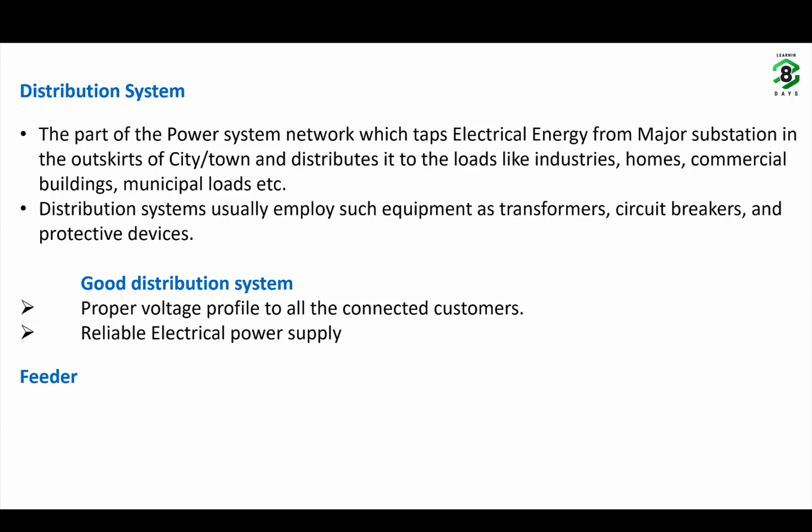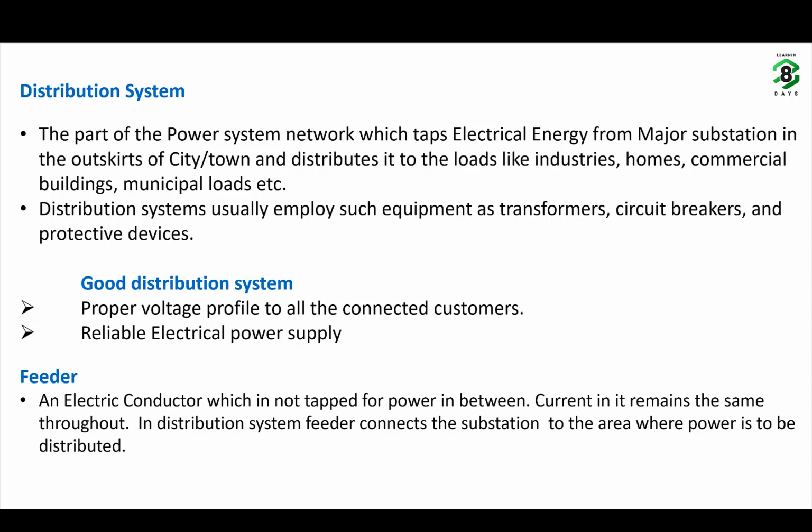So these are the two properties of a good distribution system. Next we'll see a few definitions. The first one is feeder. What is a feeder? A feeder is an electrical conductor which is not tapped in between for power. Current throughout the feeder remains constant. So a feeder is an electrical conductor which starts from one substation and ends at another substation. In between, nobody taps the feeder for electrical power supply. Okay, so current through the feeder is constant.